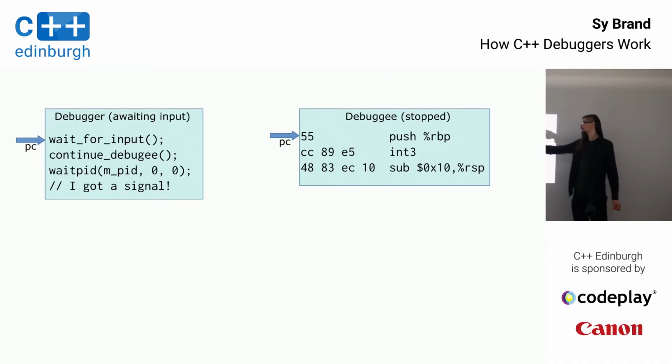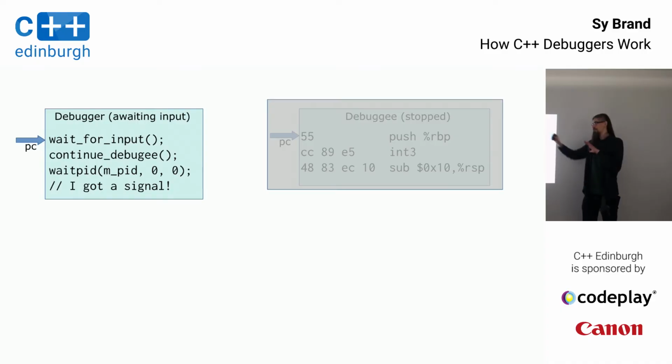Say we have here on the left the debugger, which is waiting for the user to do something like press a button or input a command. And on the right-hand side, we have the process we're debugging. The debugging is currently stopped. So the debugger is waiting for input. Say we press the continue button or we type in the continue command. Okay. So the debugger is now running, and it's going to continue the debugging process.